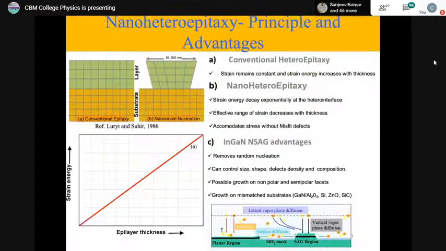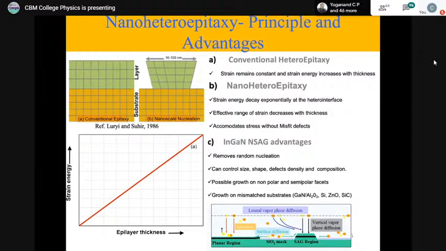So after epitaxy, I said I'm going to deal with nanoepitaxy, which is not a new science, but it is a little bit old, but we have better understanding with a lot of materials in nanoepitaxy. So here I have shown you conventional epitaxy, which is a layer and substrate, even though if it is different, it's not a problem. But when you are doing heteroepitaxy, the problem I said is you will be generating a lot of defects because there is a lattice and thermal mismatch. You will see that after a certain thickness, which is the critical thickness, you will generate a lot of defects in these layers.